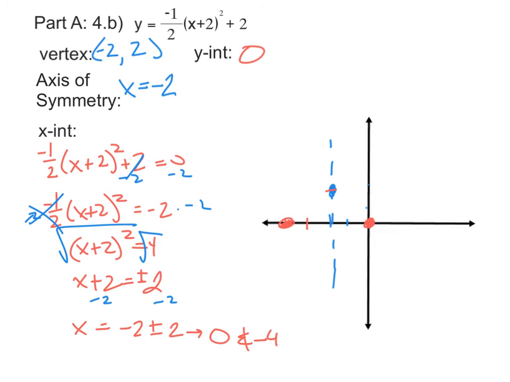And now we've got enough to draw our parabola. Start at the vertex, and go through our 3 points. And there's a pretty good parabola.